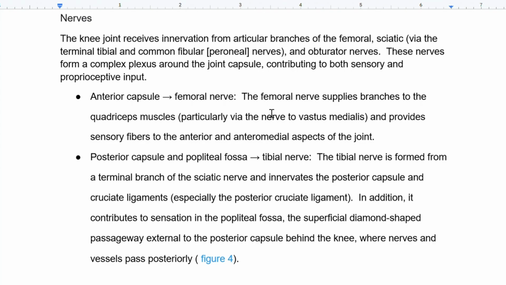Okay, these nerves form a complex plexus around the joint capsule, contributing to both sensory and proprioceptive input. There's the anterior capsule, and the femoral nerve.